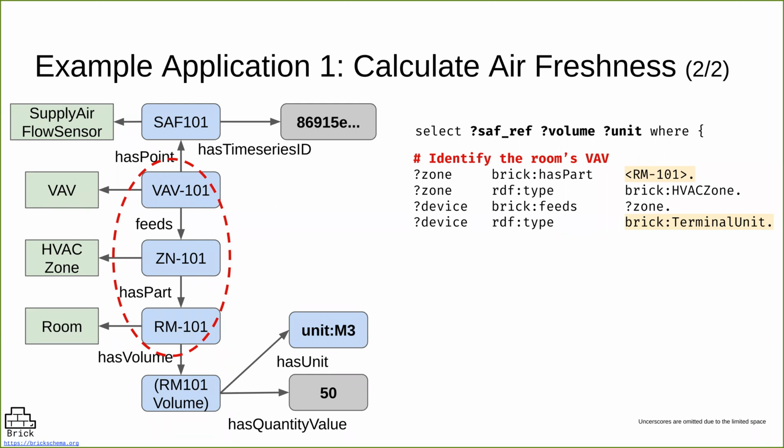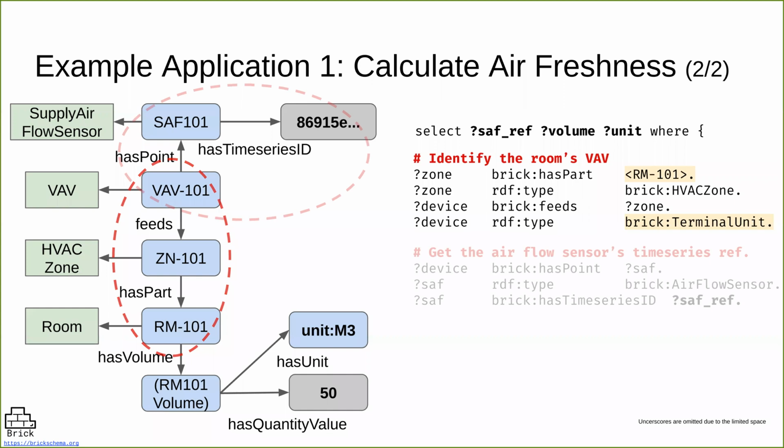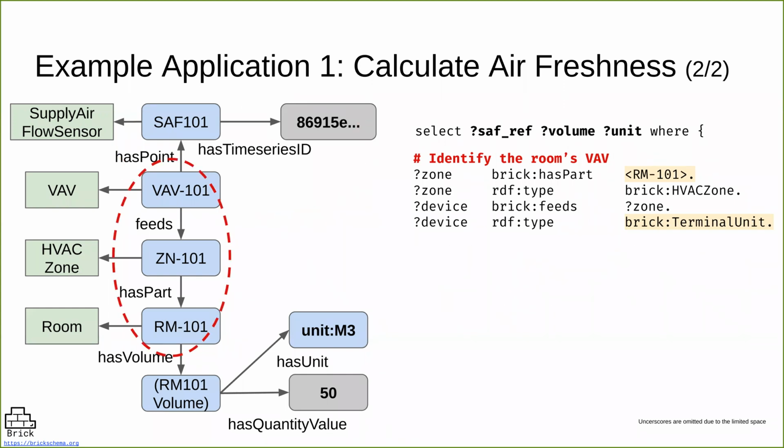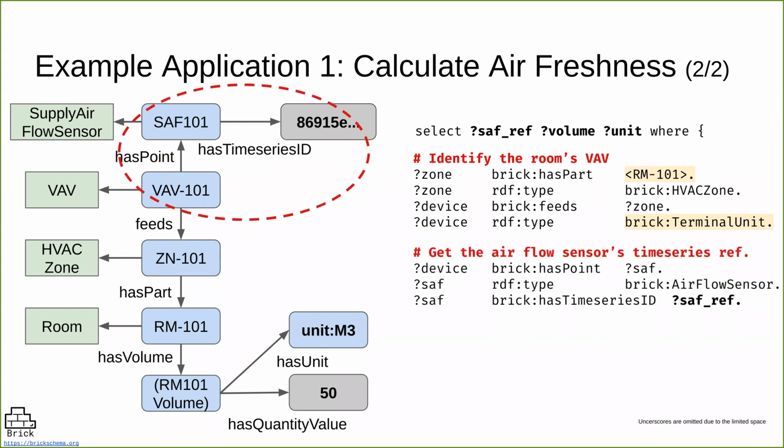So let's identify the room's VAV first. Starting from the target room 101, we are traversing up to the VAV. Note that you don't have to specify the specific type of the terminal unit because Brick's type hierarchy can abstract the complex types, and VAV is a subclass of terminal unit. This way, your query will work with any kind of terminal unit other than VAVs too. Then you can find the supply air flow's time series ID, which we can use to get the actual time series data from the associated time series database.